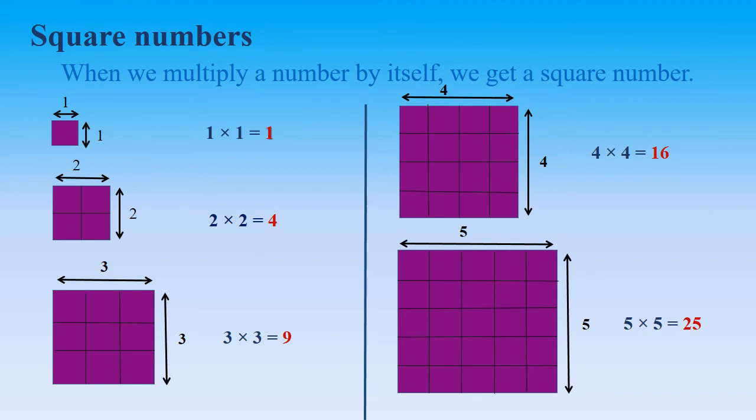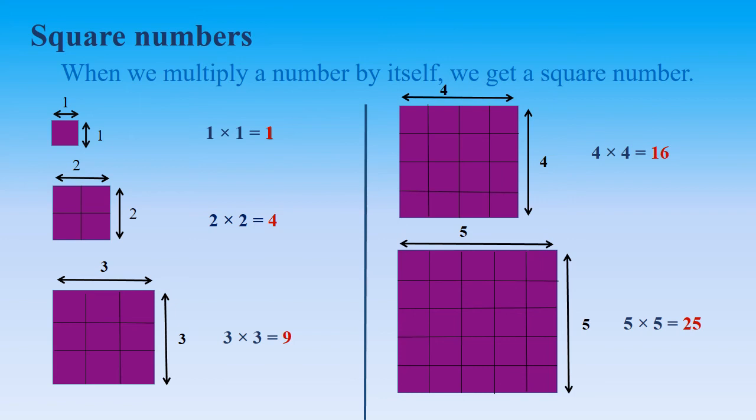Next one, 3 multiplied by 3 equals 9. Here we count 1, 2, 3, 4, 5, 6, 7, 8, 9. Next one, 4 multiplied by 4 equals 16. See, the answer is correct. 1, 2, 3, 4, 5, 6, 7, 8, 9, 10, 11, 12, 13, 14, 15, 16. The answer is correct.